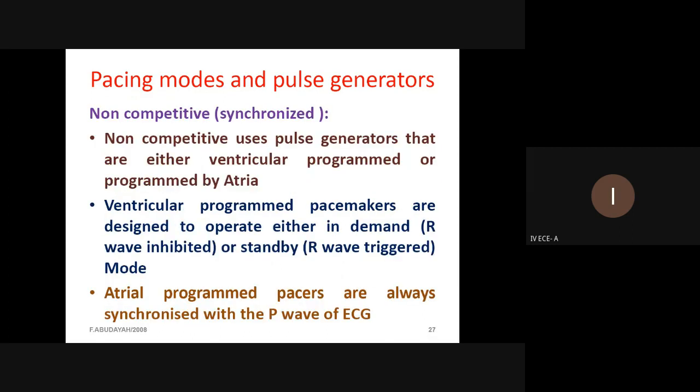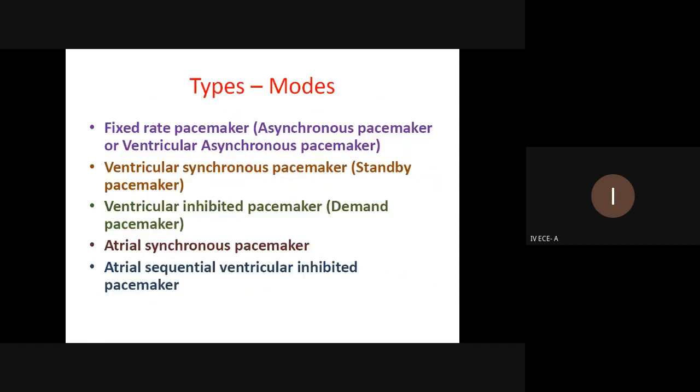Non-competitive. So what is non-competitive? Non-competitive uses pulse generators that are either ventricular programmed or atrial programmed. Ventricular programmed pacemakers are designed to operate either in demand or standby mode. Okay, that is for R wave inhibited. Atrial programmed pacers are always synchronized with the P wave of the ECG.